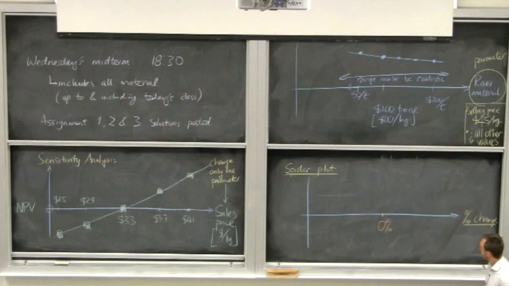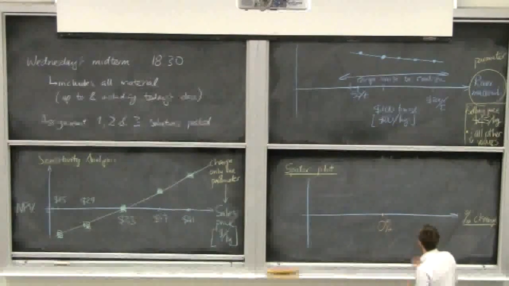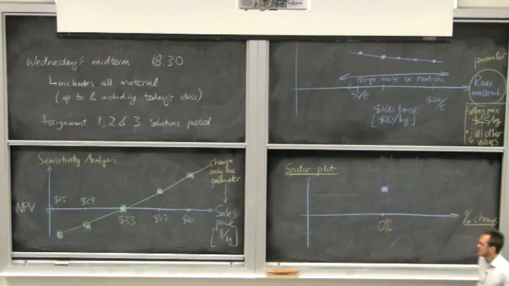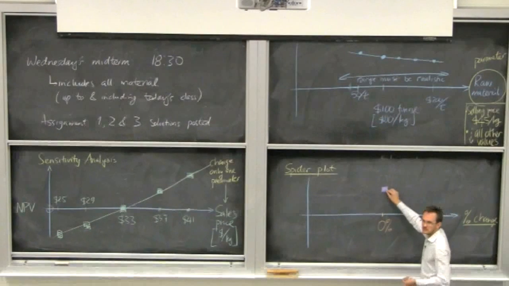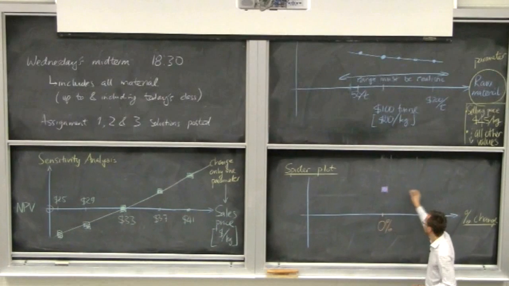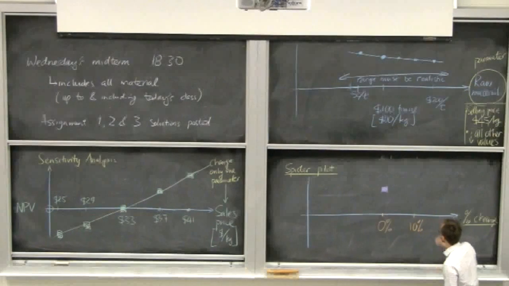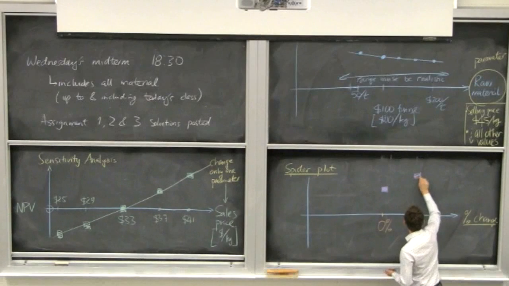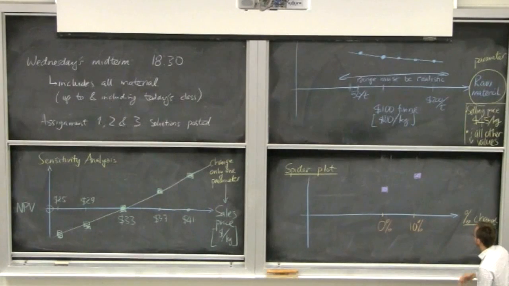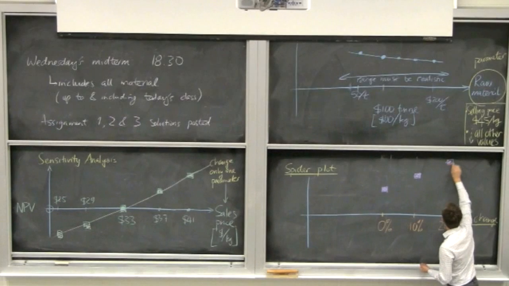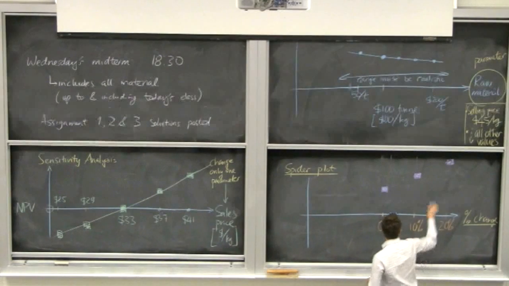At my base case, when I sell my product, I might be making an NPV that sits over here. And if I increase my selling price by 10%, is the NPV going to go higher or lower? Higher. So if my selling price goes up by 10%, my NPV is higher, and it might be over here. And if my selling price goes up by 20%, it might be over here now. Okay, and you can see how this trend keeps going.